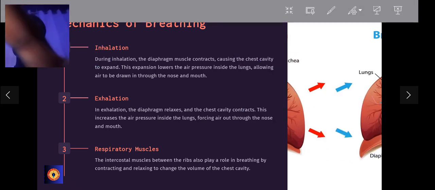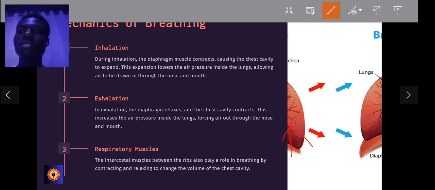So we can see here, during inhalation, it contracts up like this, causing the chest cavity to expand, and this expansion lowers the air pressure inside the lungs, allowing air to be drawn in through the nostrils. So it contracts, and air comes into it.